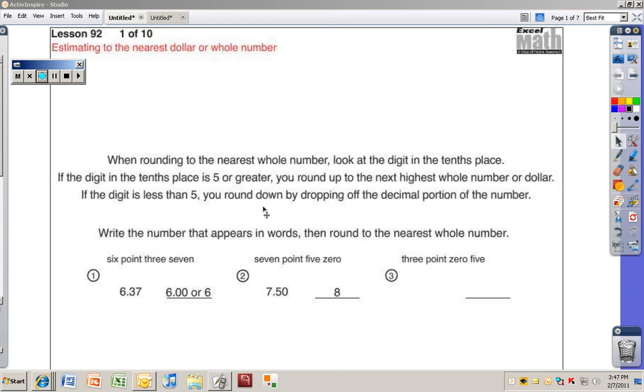Fifth grade Excel, lesson 92, estimating to the nearest dollar or whole number. Oh, this is an easy lesson. You're going to love this. All right, here we go with the beginning of the lesson.